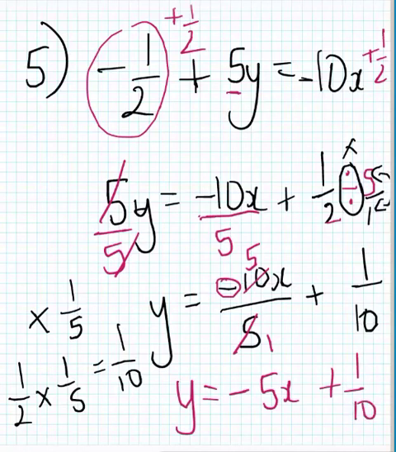Okay, and we can see to state our gradient, I'll just do it up here, m is negative 5, a negative gradient going down the hill, and c, which is our y-intercept, is 1/10. Okay, and that as a decimal is just 0.1.